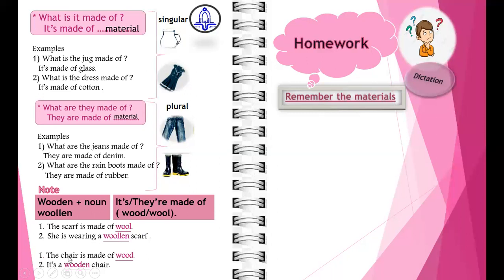Another example: the chair is made of wood. We cannot say is made of wooden. No, we don't use the adjective after made of. We use the material. The chair is made of wood. But if I want to describe the chair, I say it is a wooden chair.